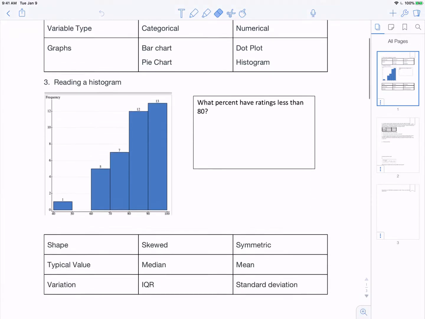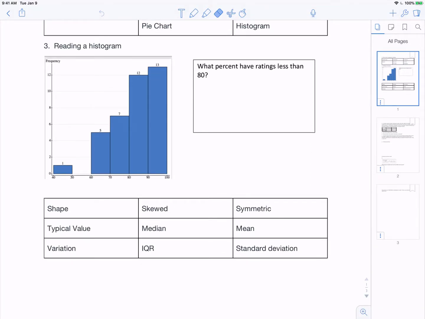And I've summarized them in this table for you so you can look at the types of variables you had in your table. The next problem was about reading a histogram. So let's do a little practice. For example, in this histogram, what if you were asked what percent have ratings less than 80? So here's the number 80.